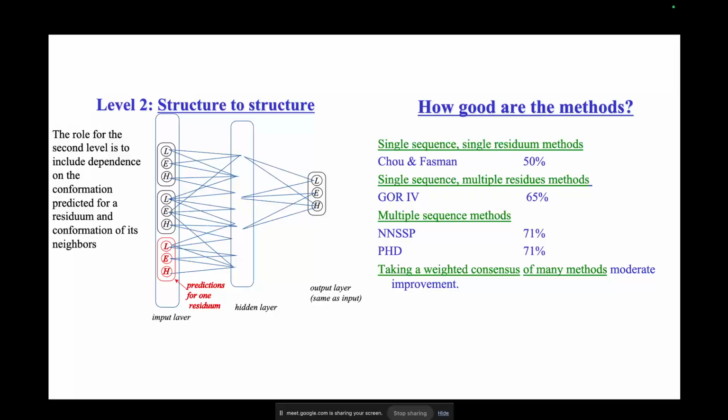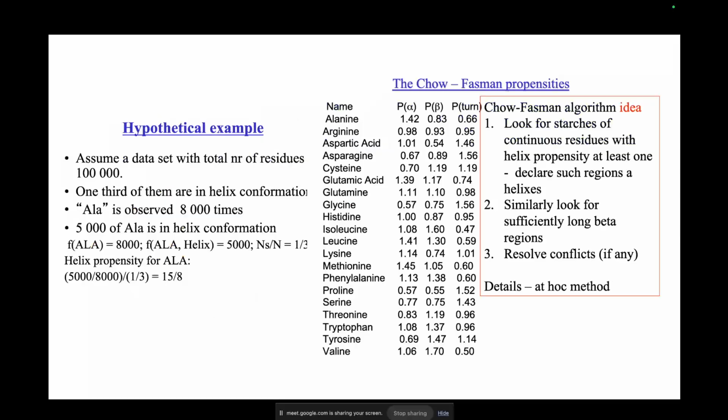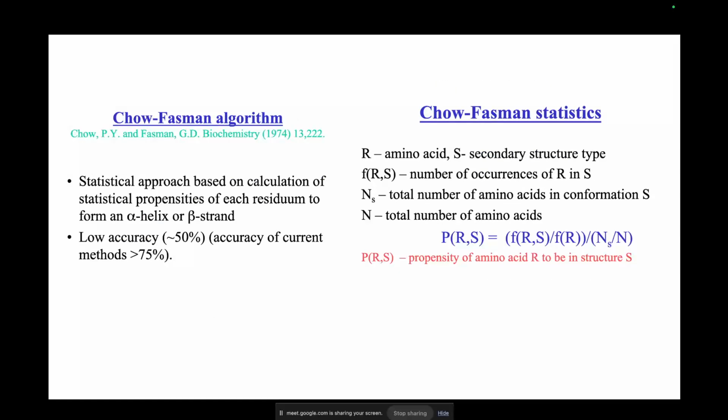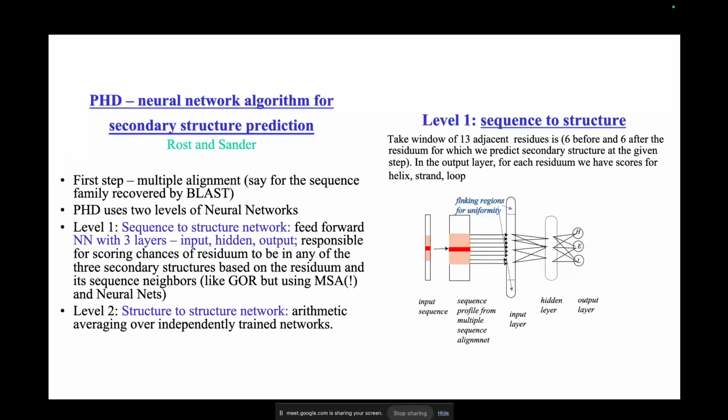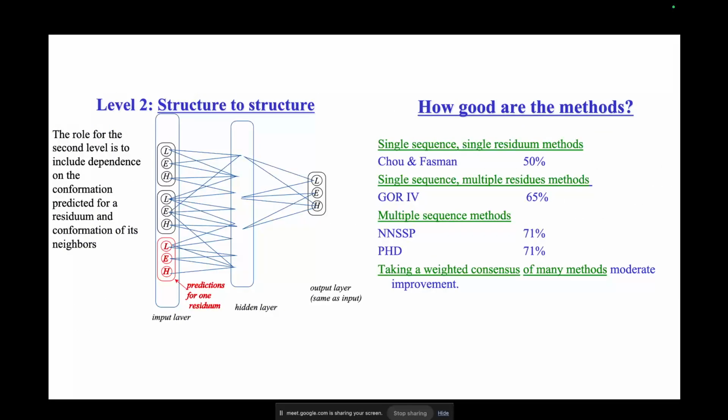The field moved away from statistical predictions like the ones I showed, Chou-Fasman, and other approaches like GORs and so on. It moved away from that to neural networks and deep learning, because it is easier for a machine to see a pattern and predict than humans, right? So it is easier for machine learning models and deep learning models to do that.